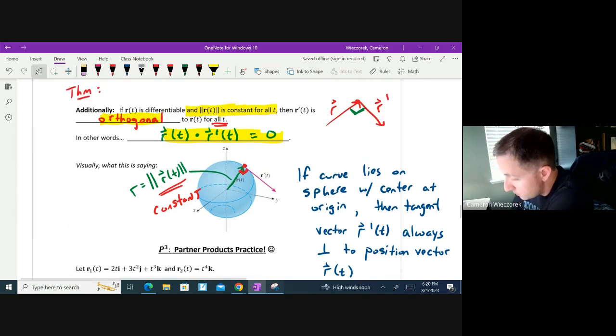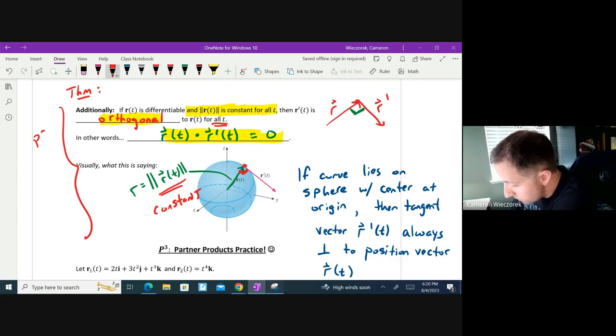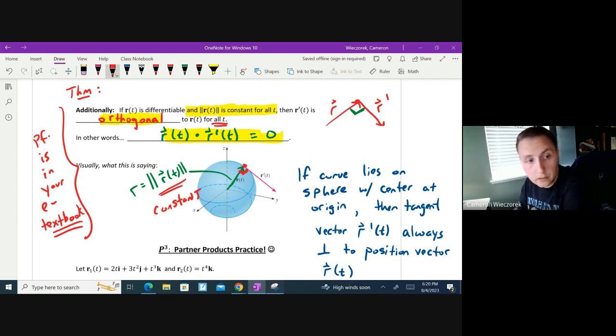If you're interested in the proof of this theorem, I'm not going to do it on the video. I'm going to say the proof is in your e-textbook. It's not a very long proof, but if you're interested in looking at why this works, you can take a look at your book. Okay? All right.